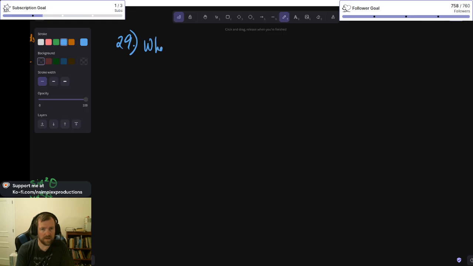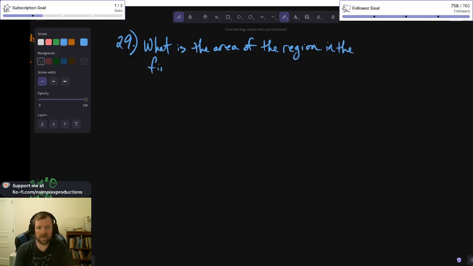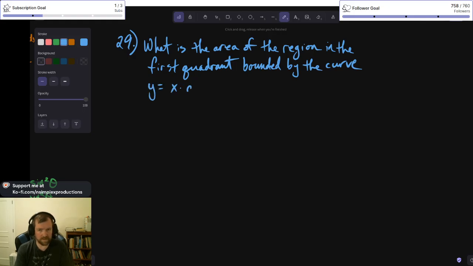29. What is the area of the region in the first quadrant bounded by the curve y equals x arctangent of x and x equals 1.